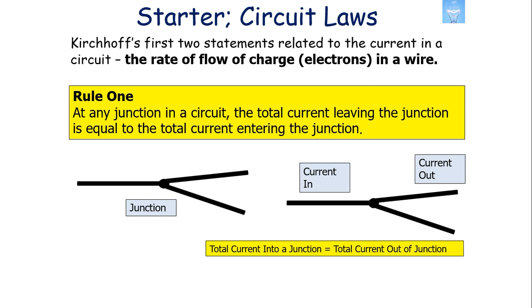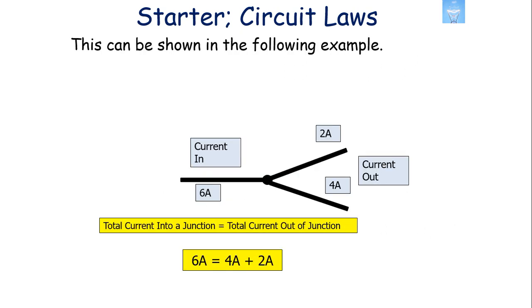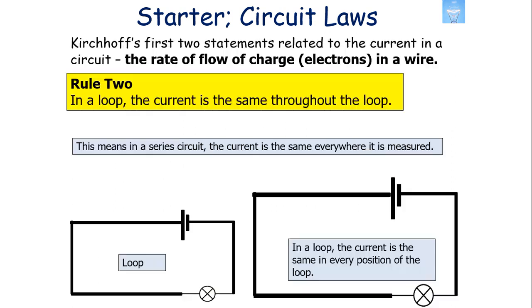Now, like we said before, this basically means the total current into a junction is equal to the total current out of a junction. This can be shown in the following example: there's 6 amps going in and there's 2 and 4 on each individual path coming out of the junction. So 4 plus 2 equals 6. So if 6 amps are going in, 6 amps are going out.